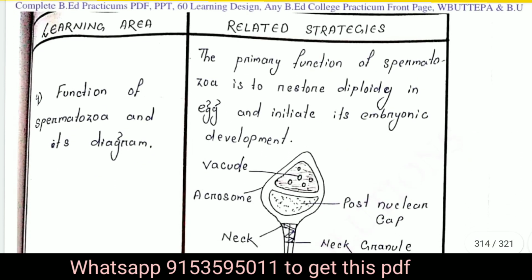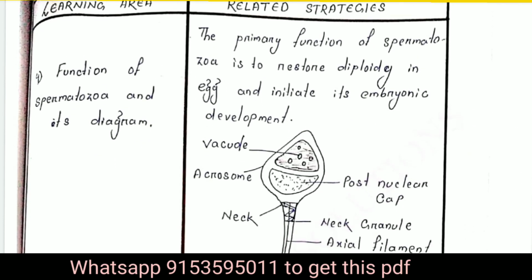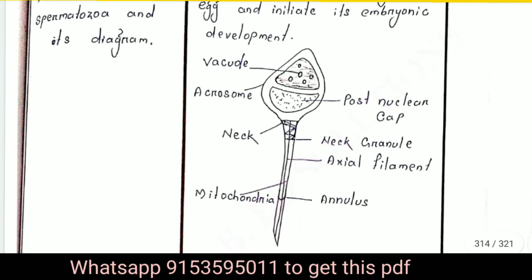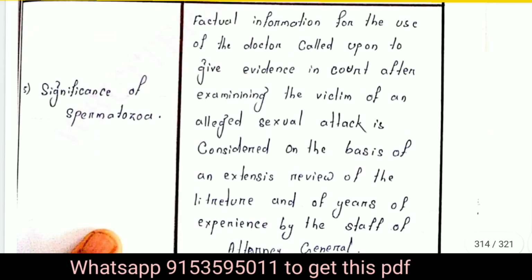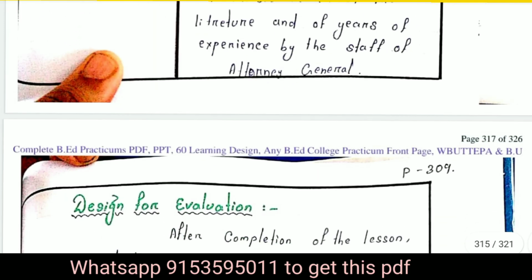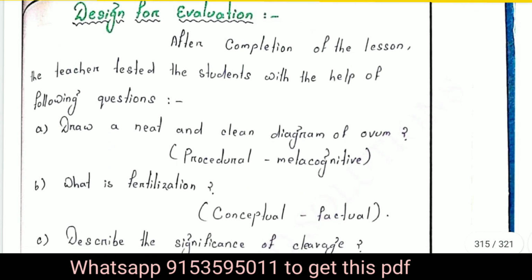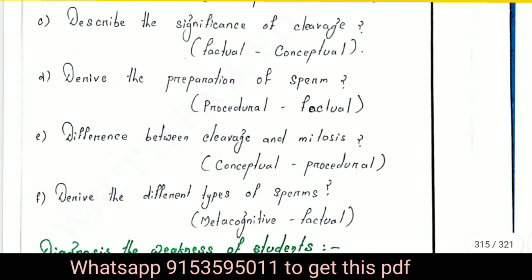Learning area or related strategies. Function of the spermatozoa, its diagram. Significance of spermatozoa. Design for evaluation. After completing the lesson, the teacher tested the student with the help of the following questions. Some questions are as follows. Last point, diagnose the weakness of student.